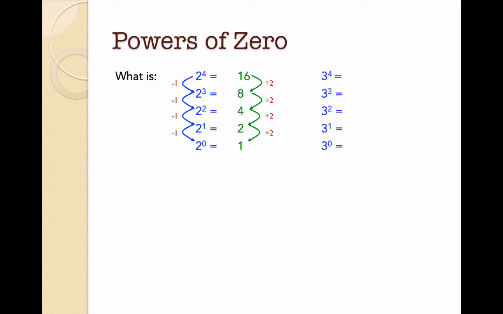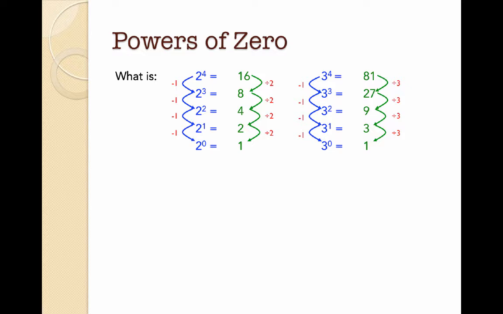Let's look at the 3's. Same thing, I'm going to look at the powers of 4, 3, 2, 1, and then 0, and then I'm going to look at the answers. So 3 to the power of 4 is 81, 3 to the power of 3 is 27, 3 squared is 9, 3 to the power of 1 is just 3, and so what's 3 to the power of 0 going to be? Well, again, if I look at the patterns of the blue numbers, my powers are going down by 1, they're decreasing. If I look at my green numbers this time, I'm actually dividing by 3 each time. So my last step should be to do 3 divided by 3, which again is 1.